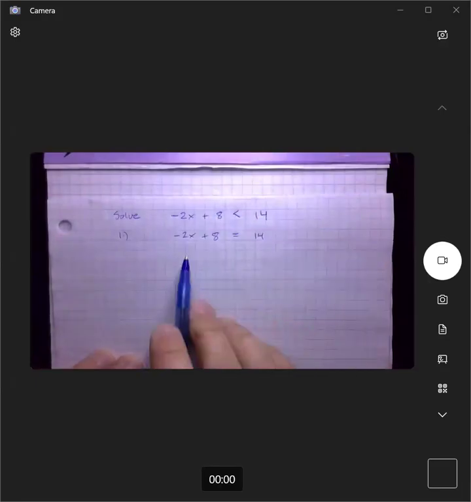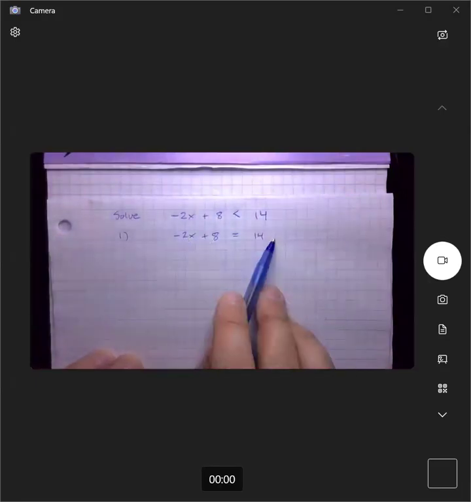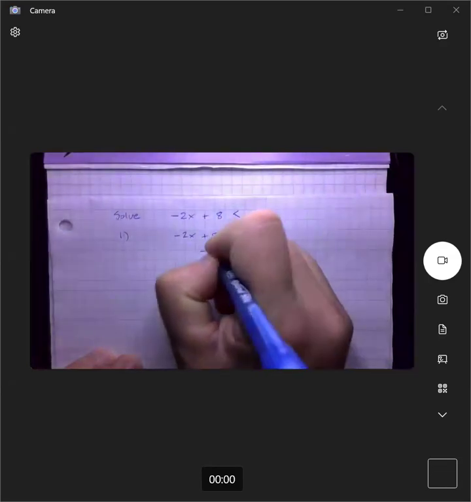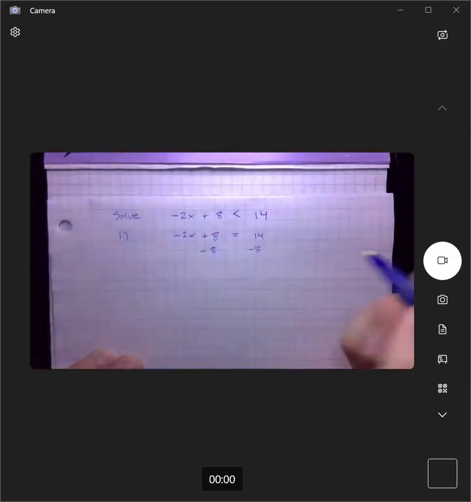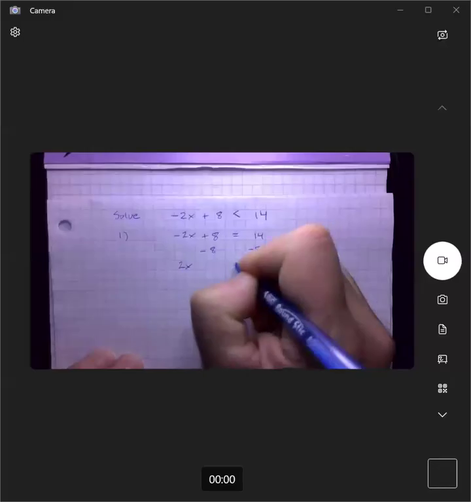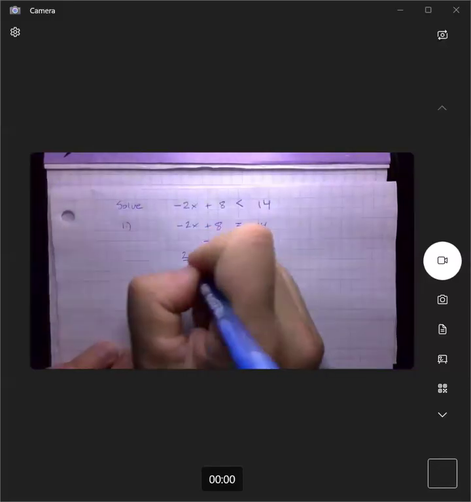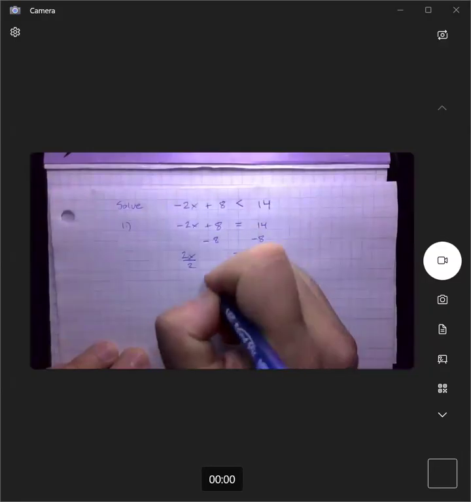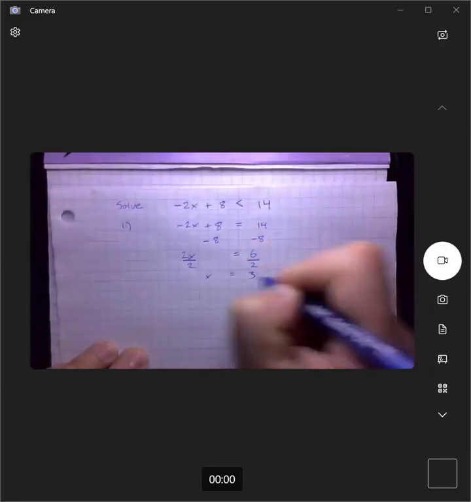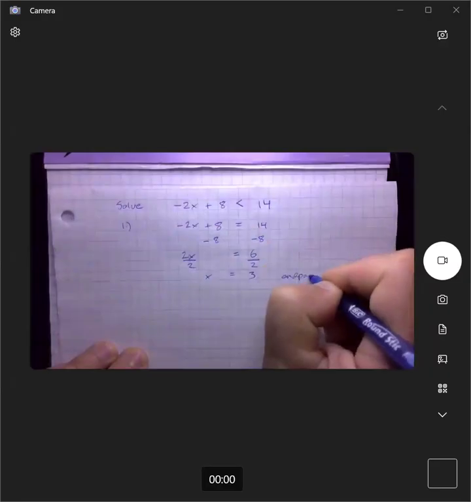And solving this, I want to get all the x's on one side and all the numbers on the other. So let's start by subtracting 8 from both sides, and we get 2x equals 6. Then divide both sides by 2, and we get x equals 3. So that's my endpoint.